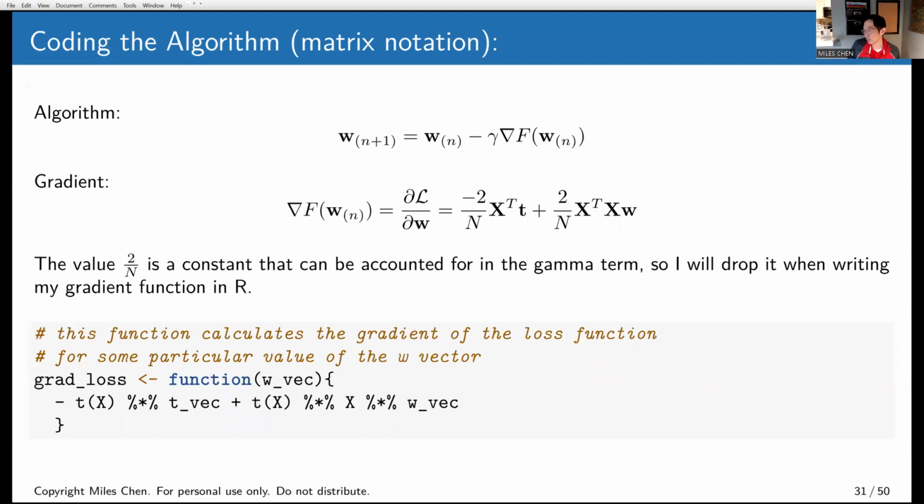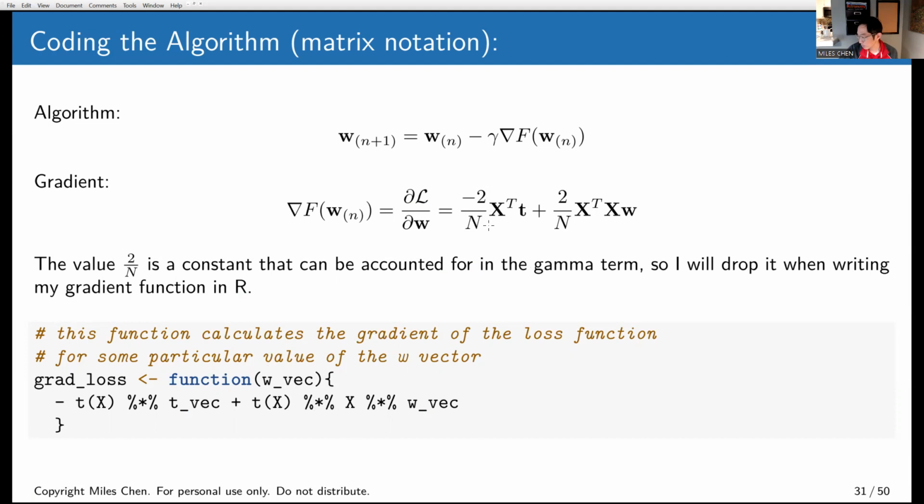All right, so what we'll do is we will code up our gradient descent algorithm. And so here, my gradient function this time I'm going to do in matrix notation. I'm going to input my W vector, and we're going to say, okay, what is the gradient? The gradient is going to be negative X transpose T plus X transpose XW.